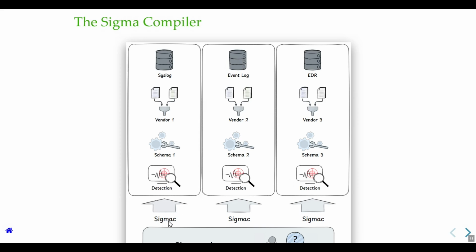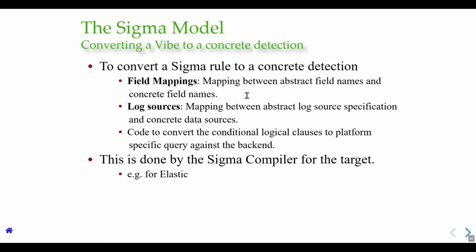So the Sigma compiler is used to convert the rule into the platform-specific detection. And how does it actually do that? How do we use the Sigma compiler to resolve that ambiguity that we talked about, the rules being very ambiguous and just the vibe, right? How do we turn that vibe into something real?